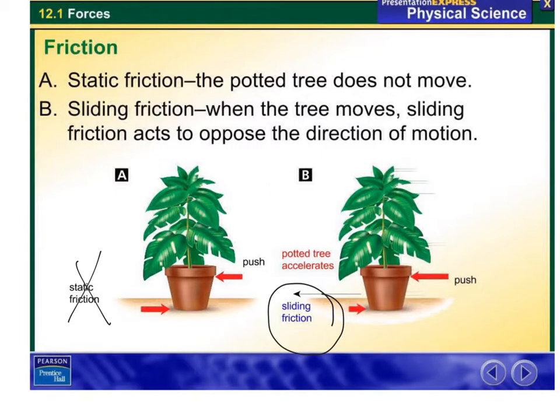It's important to remember that static friction occurs when an object is at rest, whereas sliding friction occurs when an object is in motion. An object can only experience either static friction or sliding friction, but it will not experience both at the same time, because an object will either be at rest or in motion. It cannot be both at rest and in motion.